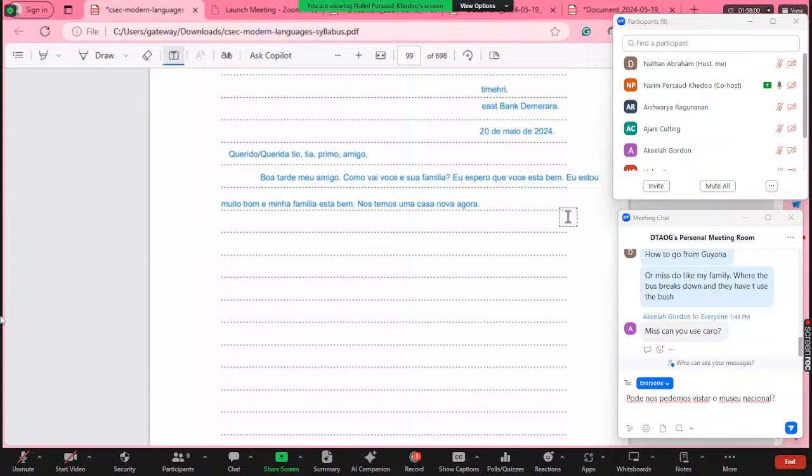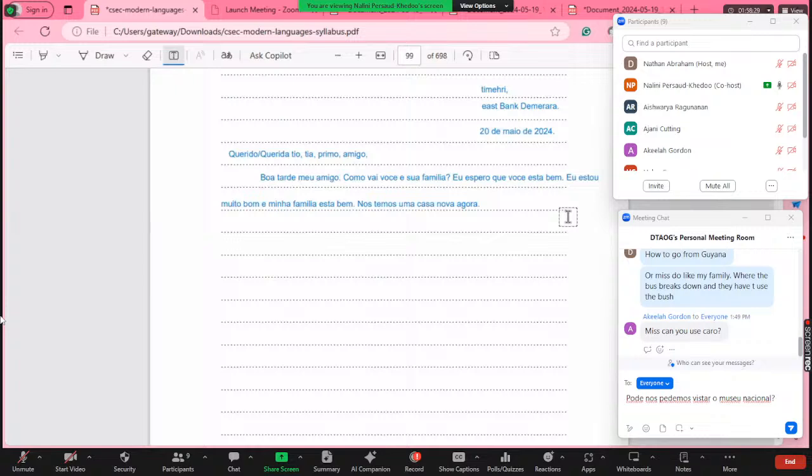Now it all depends on the context of the letter. You can even add more to this, right? You can even add something to say like, oh, my wife had a baby, or my mother had a baby, or my son is going to school now. It all depends on the context, right? But this is just a little prep before you go in. So definitely you're going to get some marks here.